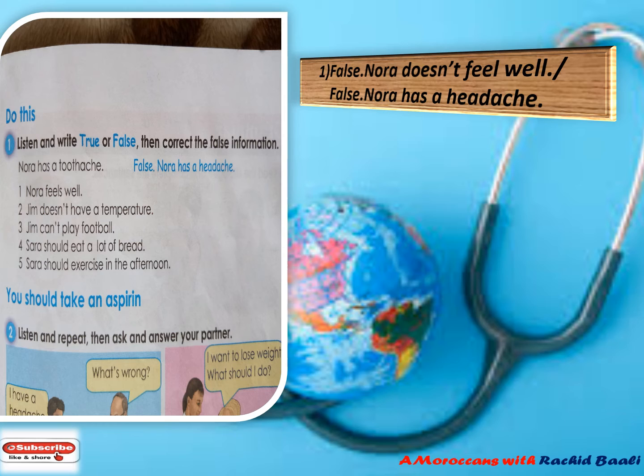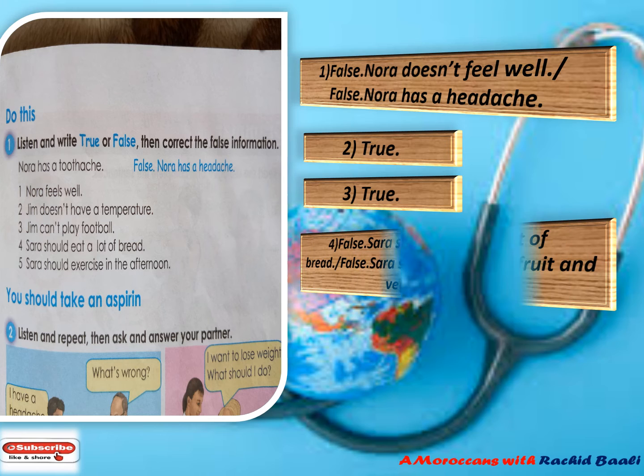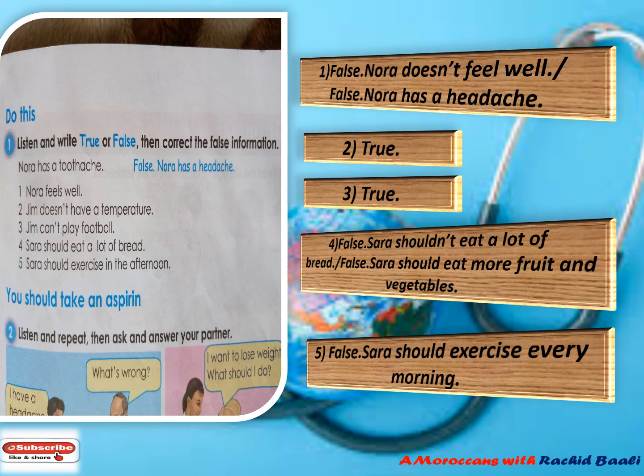Okay? For number two, Jim doesn't have a temperature. This one is true. Let's move to number three. Jim can't play football. And of course, it's true. Good. Number four then. Sarah should eat a lot of bread. This one again, it's false, and you have two options. The first one is you can say false, Sarah shouldn't eat a lot of bread, or false, Sarah should eat more fruit and vegetables. Okay? Let's move now to the last one. Sarah should exercise in the afternoon. It's false. Sarah should exercise every morning. Okay, everyone? Good.